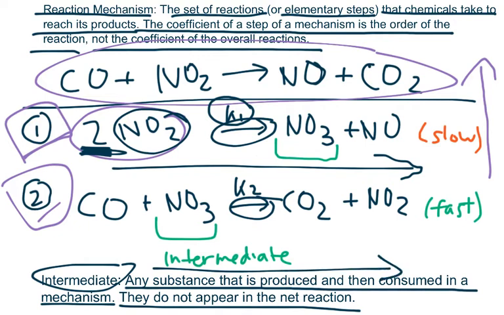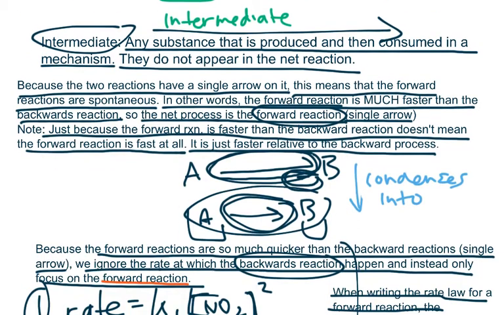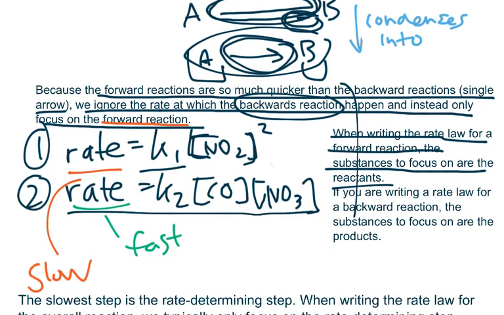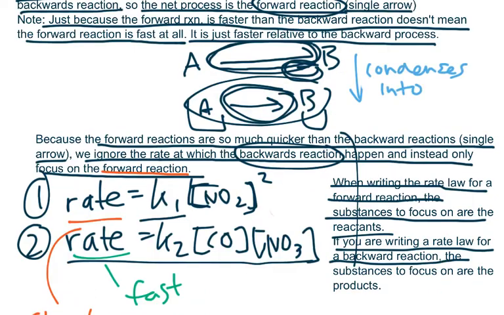Well, we look at the reactant, since it is a forward reaction, and rate would be equal to K2 times the concentration of CO times the concentration of NO3. So you get this. And we will see this soon, but if you are writing a rate law for a backward reaction, the substances to focus on are the products.